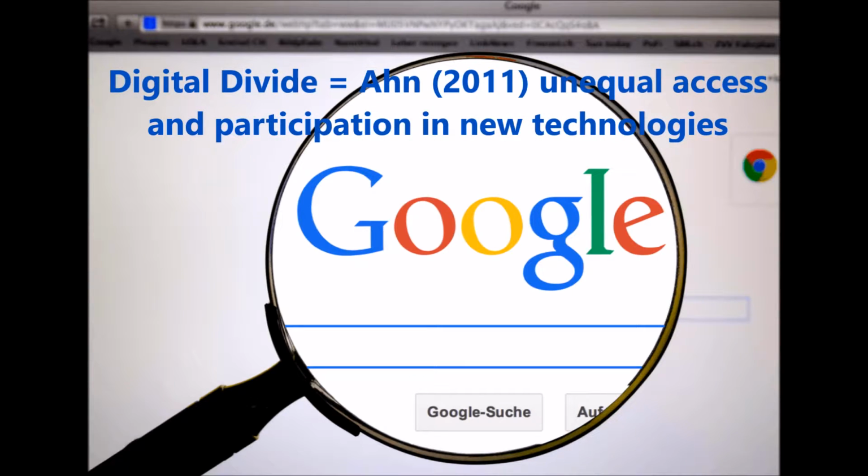With being digitally literate comes the negative impact of the digital divide. This describes the concern about unequal access and participation in new technologies. There are many different ways how digital inequalities can arise.